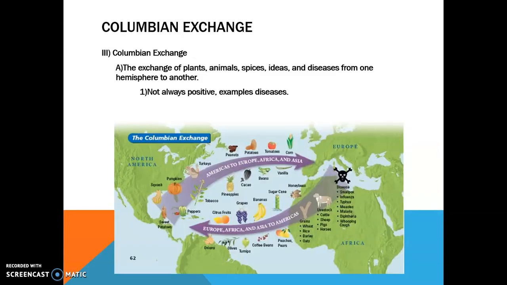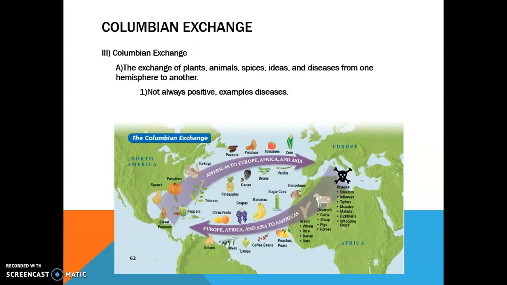Now, the final thing we need to review, the Columbian Exchange. So the Columbian Exchange is the exchange of plants, animals, spices, and ideas from one hemisphere to another. From the Eastern Hemisphere, or the Old World, which is Europe, Asia, and Africa, to the New World, which is North and South America, also the Caribbean. So this begins with Christopher Columbus, because it's named after him. And this is about how things go back and forth.